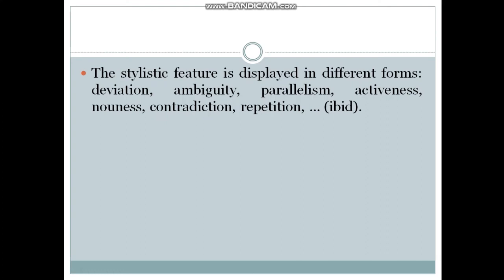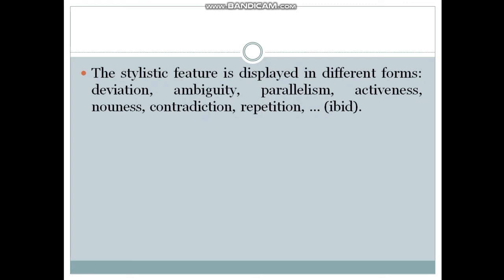Another case is ambiguity, where we cannot decide about the meaning of a text, a sentence or a word. And this ambiguity prevails throughout the text. It becomes a stylistic feature worth being studied stylistically. There is parallelism, there is activeness, meaning the active voice: the writer is using just the active voice, an overuse of the active voice. There are nouns used in a particular way, not in the usual way, but in a way that calls our attention. We are attracted by it.